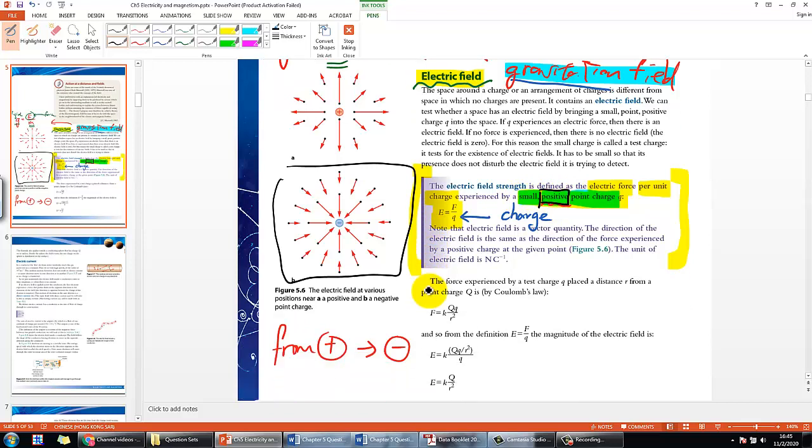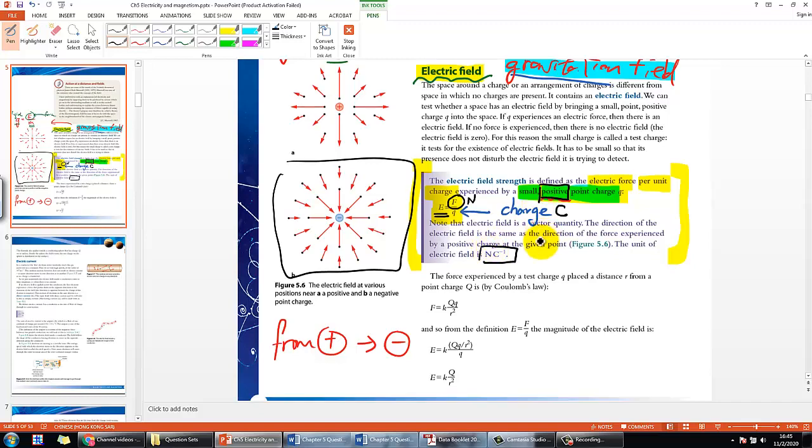As for the unit, you can guess. For F, it is Newton. For charge, it is Coulomb. So that's why the unit for electric field strength, E, is Newton per Coulomb.